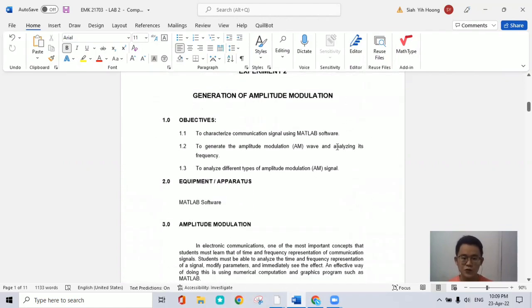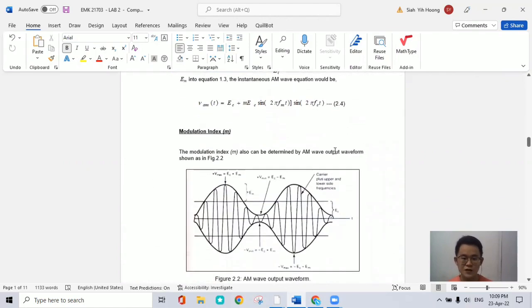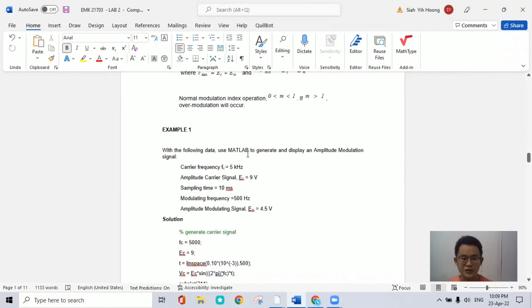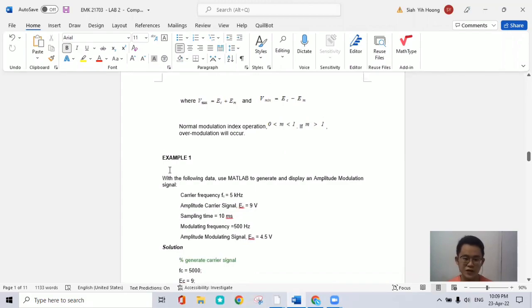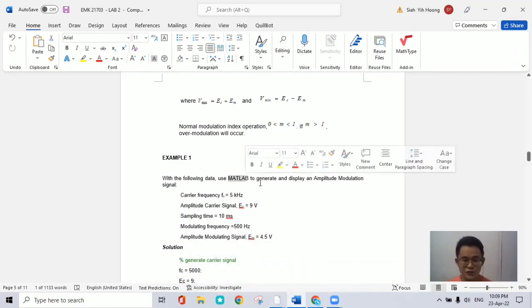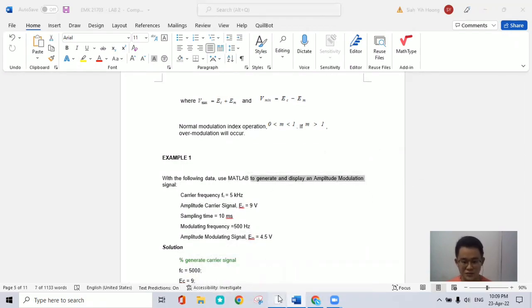So at first, we're going to look at the first task we're given, which is to generate amplitude modulation signals. We are already given the variables: the carrier frequency is equal to 5 kHz, the amplitude of the carrier signal is equal to 9 volts, the sampling time is 10 milliseconds, the modulating frequency is 500 Hz, and the amplitude of the modulating signal is 4.5 volts. We are required to use MATLAB to generate this amplitude modulation signal.